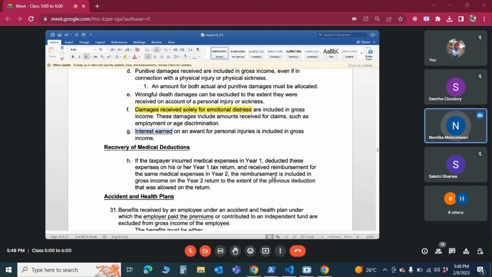Any medical deductions and all, like, I mean, you can read this. Who can read it? Tanya, can you read this? It's just some kind of example here.